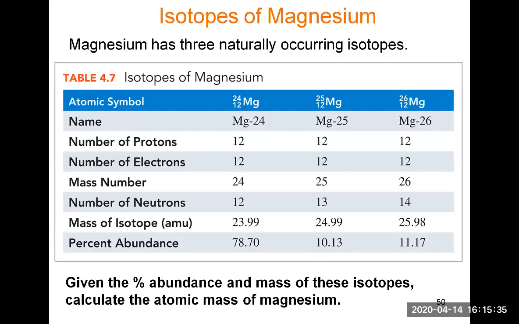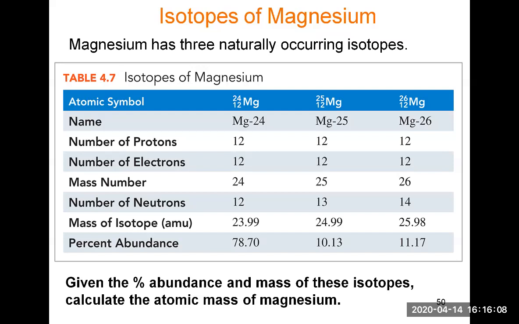So let's go through other examples using the isotopes of magnesium. Magnesium has 3 naturally occurring isotopes: magnesium-24, magnesium-25, and magnesium-26. As you can see, the number of protons is the same, the number of electrons is the same, and it's the number of neutrons that changes, and that also changes the mass number.